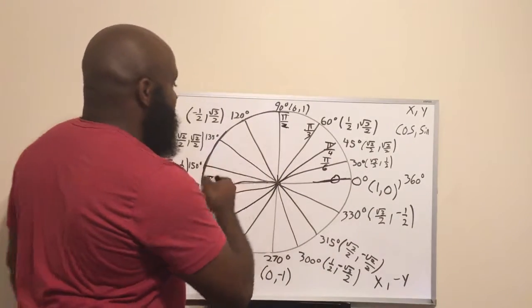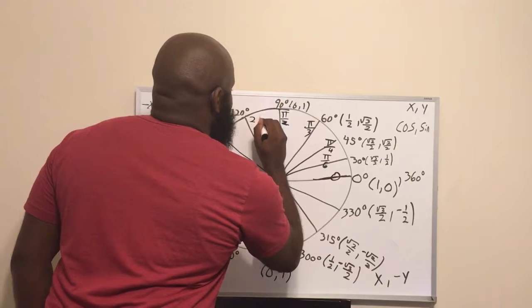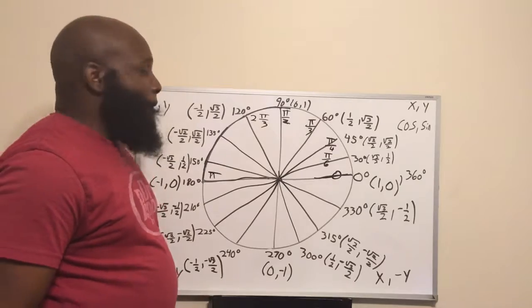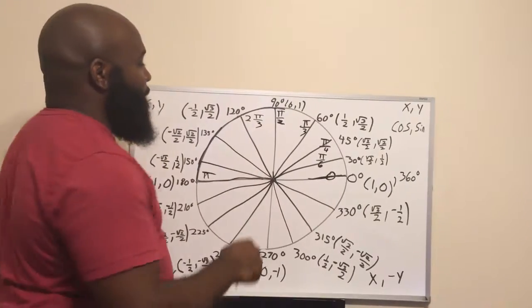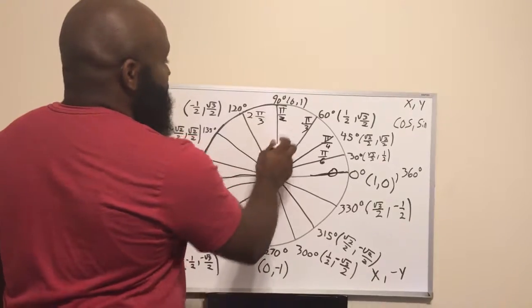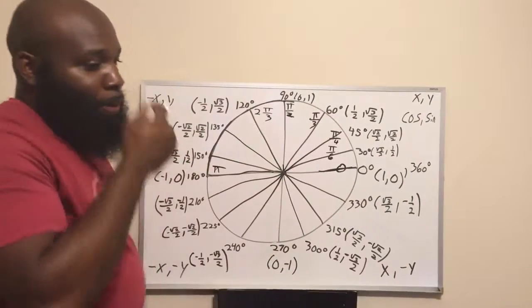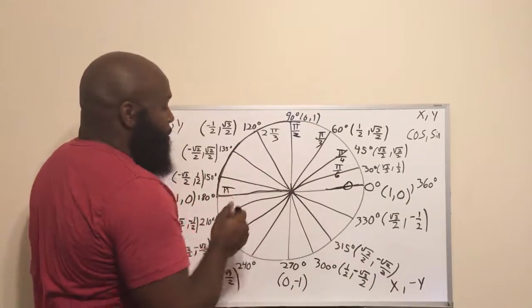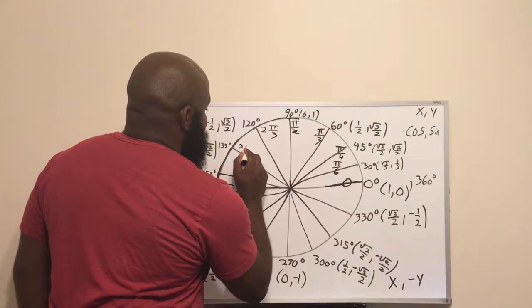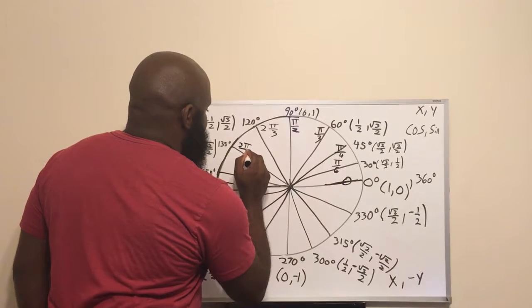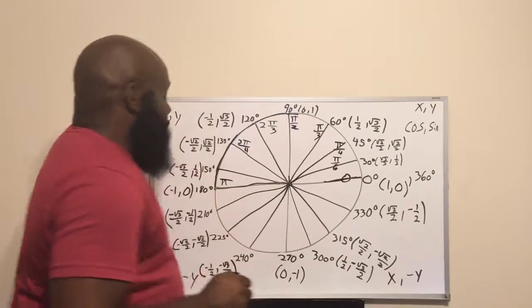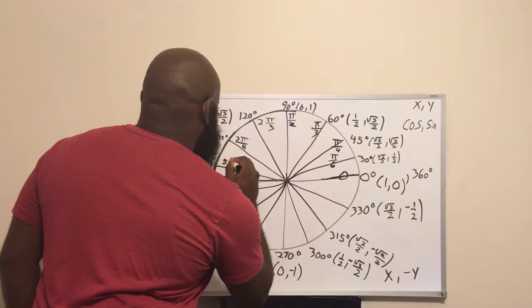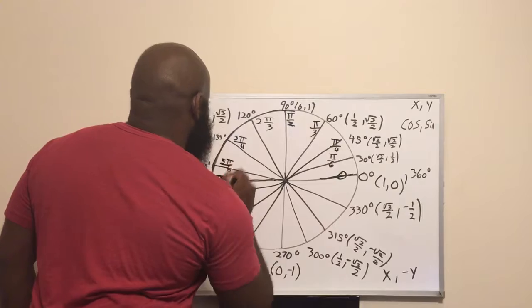At 120, we have 2 pi over 3. You understand that? What we do is we take 180 times 2 and divide that by 3, and get 120. So at 135 degrees, you have 3 pi over 4. At 150 degrees, you have 5 pi over 6.